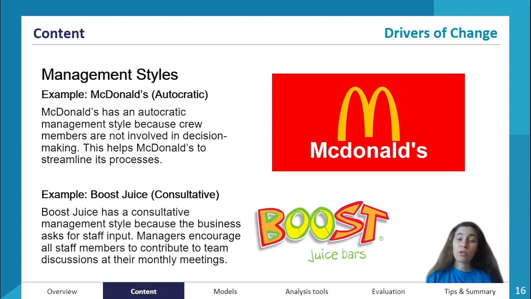Another example is Boost Juice, and so they have a more consultative approach because the business is actively asking for staff input. So they've got monthly meetings, and managers encourage all staff members to contribute to those team discussions and get across their ideas and their views, and that's all about consulting with those employees, where Boost Juice is still going to make the ultimate decisions, but people get a say and might have an influence on those decisions.